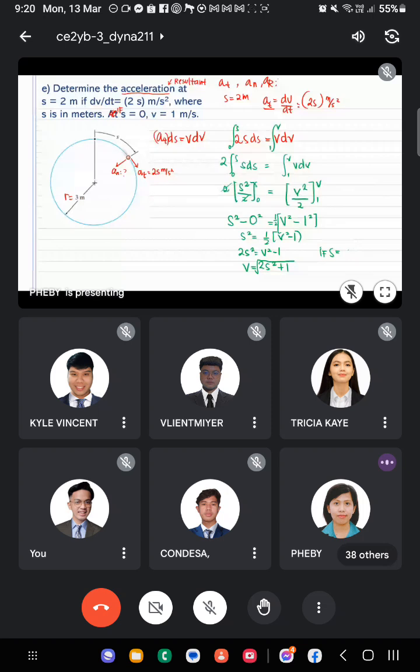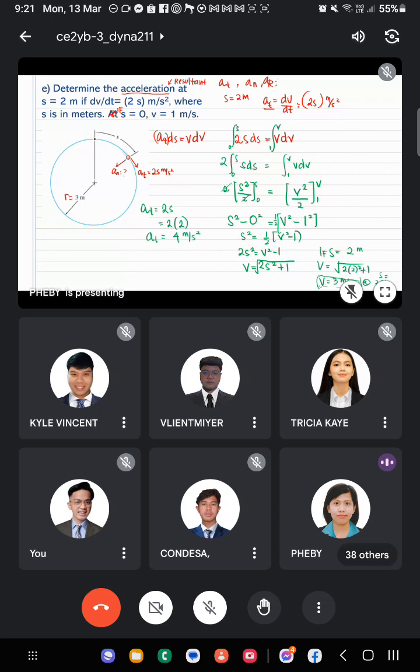Diba? If s is equals to 2 meters, yung kaninang condition natin, our velocity will be the square root of 2 multiplied by 2 squared plus 1, or the square root of 2 squared times 2 plus 1. So, 3 meters per second. Yan yung velocity at 2 meters yung ating s. Okay. So, for a_t, solve na natin si a_t, 2s meter per second squared. Our s is 2, therefore our tangential acceleration is 4 meters per second squared.